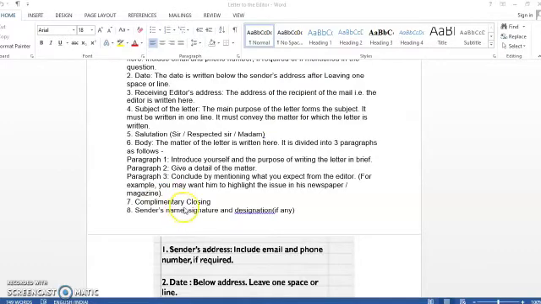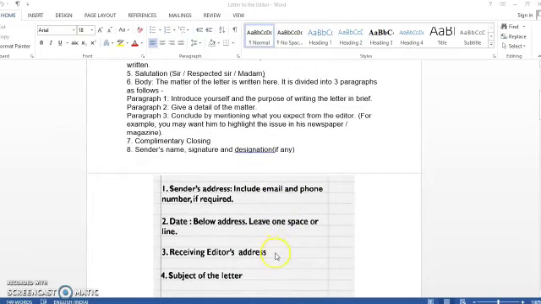Then comes the complimentary close, like yours faithfully, the complimentary close. Then the sender's name, signature and designation if any. Now let us look into this format.